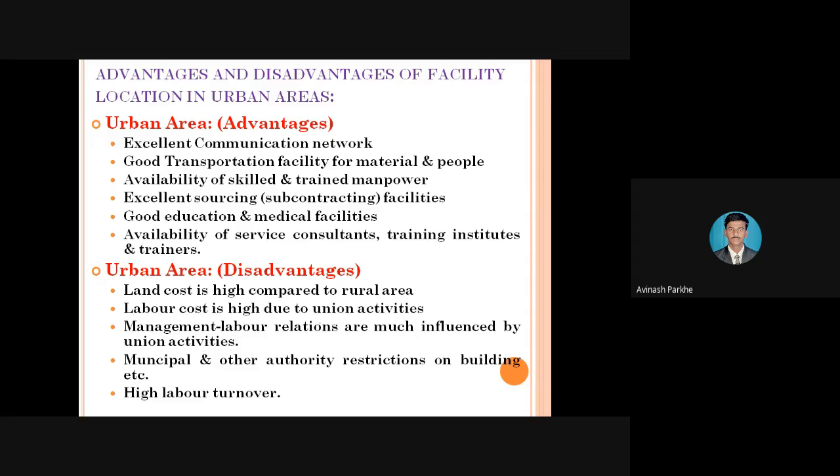Labor cost is high due to union activities. In the urban areas, in the industries, a union is there. In that union, one person is handling it. Sometimes there is a strike in the industries, so all the laborers come together and do the strikes. Why is it happening? Because a union is there in the urban areas, and due to that union, the labor cost increases.